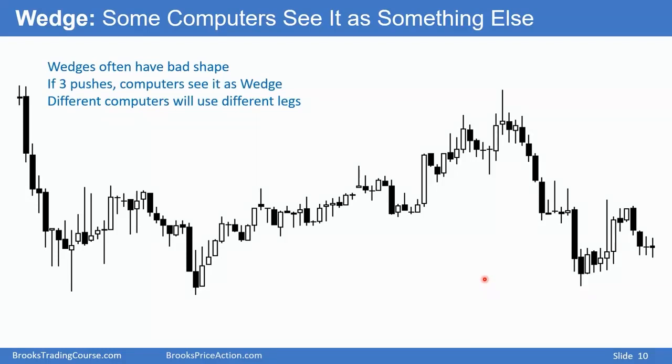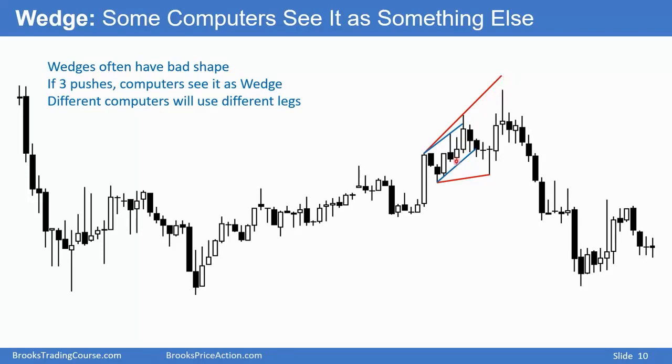Also, different computers will use different reversals to create the wedge. A bull breakout and 3 pushes up, so a small wedge top. Other computers will say, well, maybe the wedge top is 1, 2, 3, and we did not quite reach the third touch of the line.